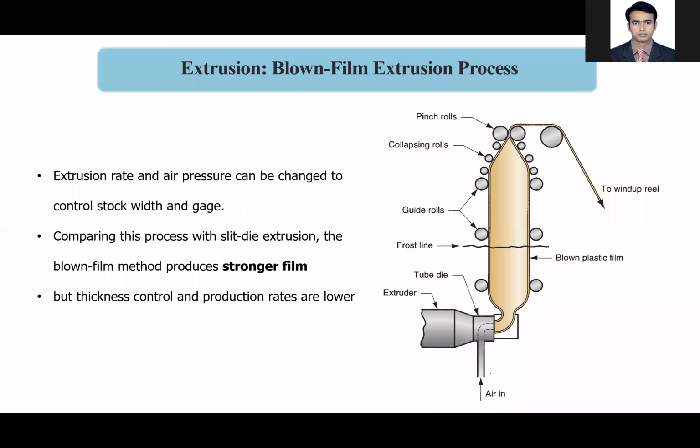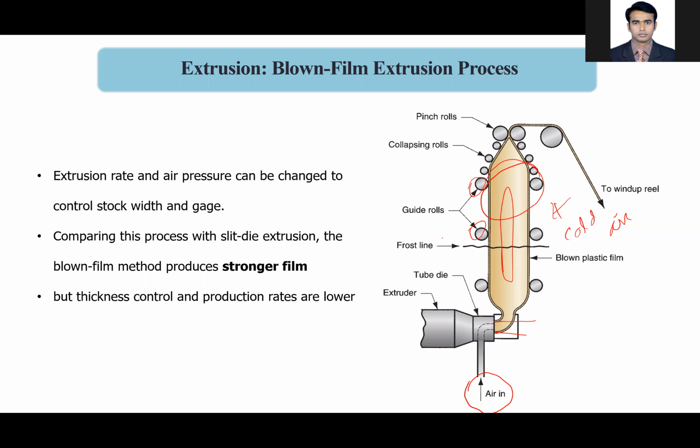With the help of air, we actually expand the tube that comes out from the extrusion unit, and we use continuous air pressure inside, so that the tube gets expanded. There are some guide rolls provided to keep it in place, and cold air is sprayed here for the cooling purpose, and it becomes solidified in this region.